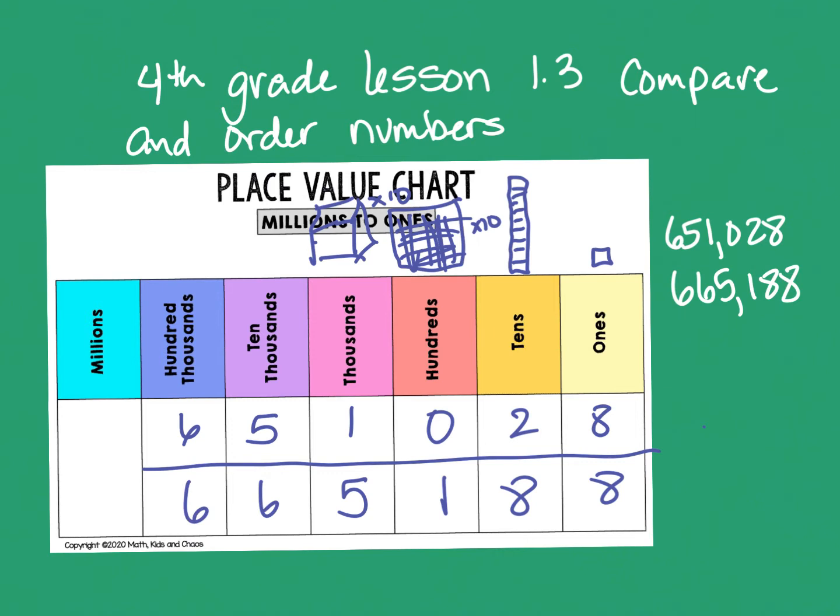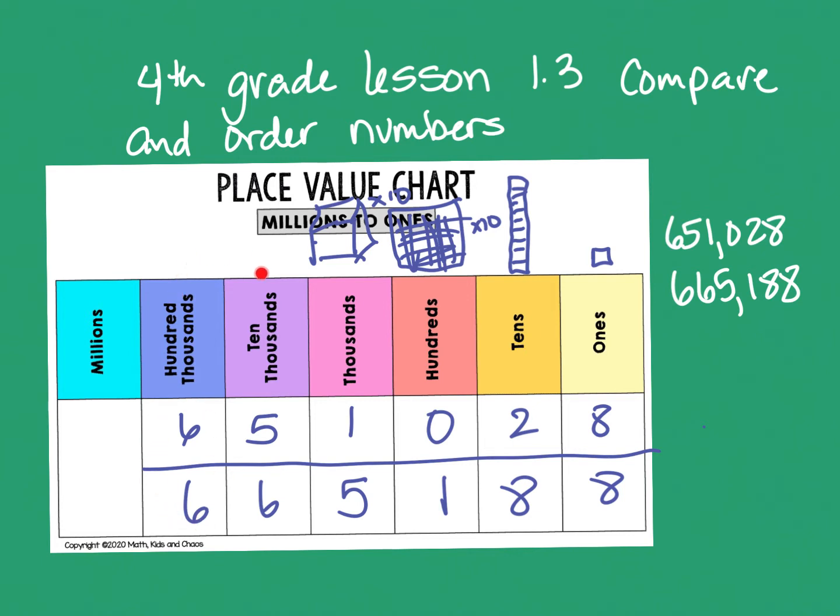Now, when I'm comparing these numbers, I'm going to start in the largest place value because it's the most. These are a bunch of cubes. And I'm going to compare these two. Well, this has 6 of the 100,000s place, so it's 600,000. But this also has 600,000. Well, 600,000 is equal to 600,000. So at this point, these are equal numbers.